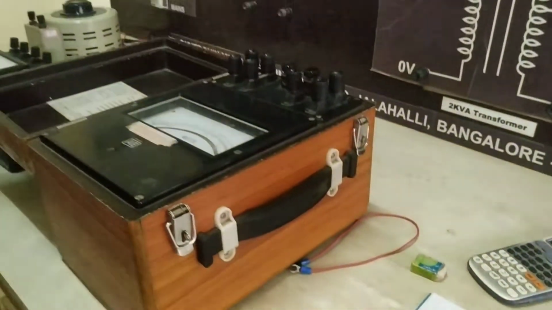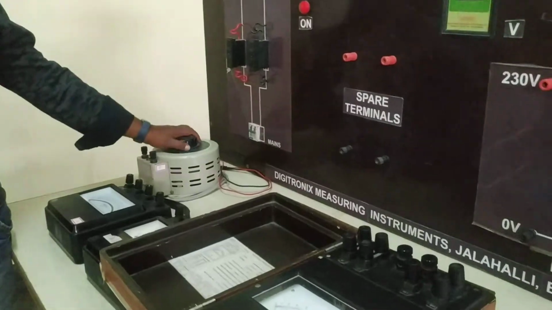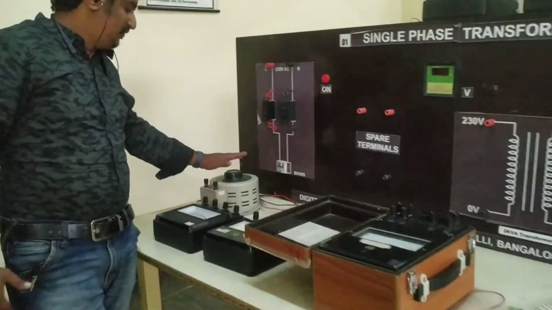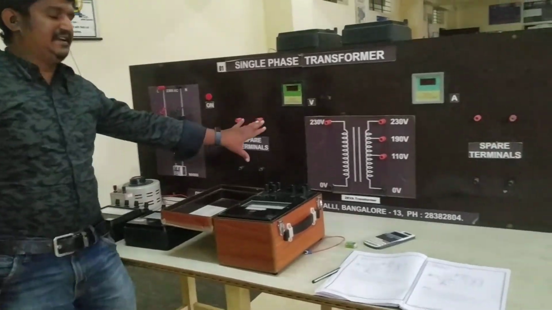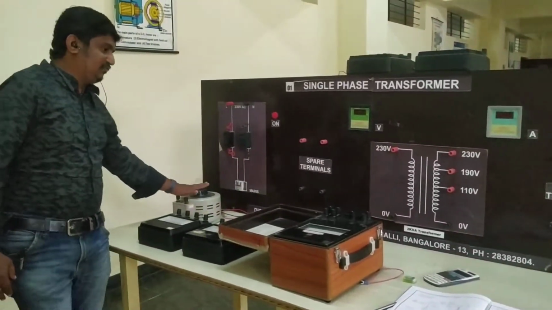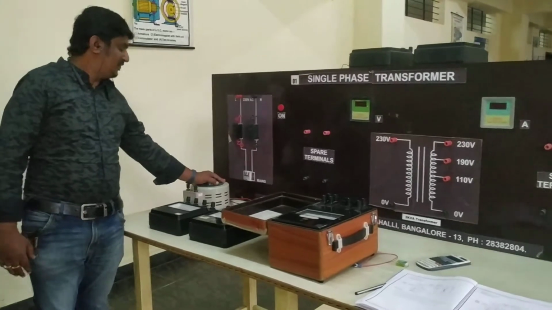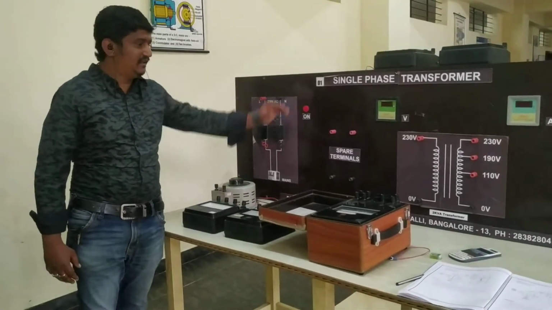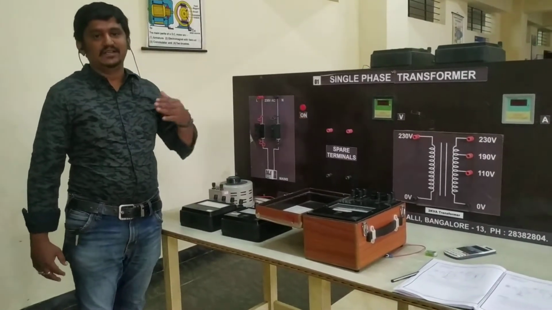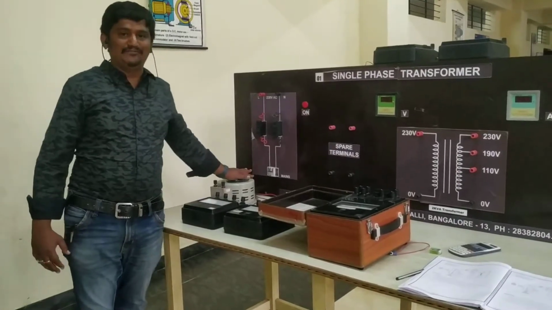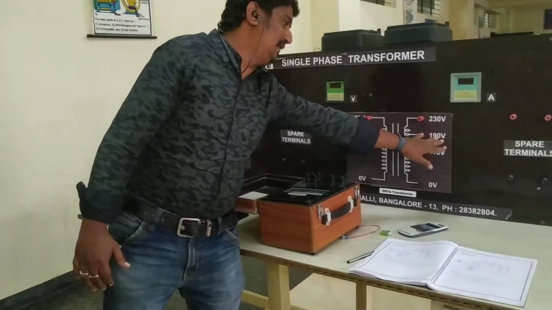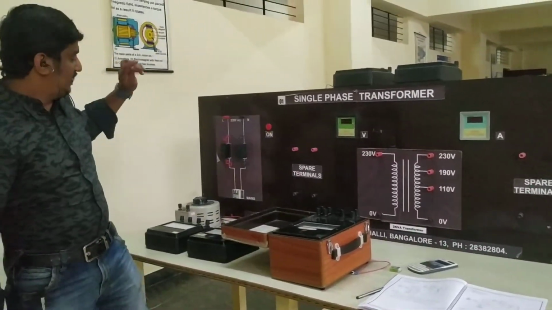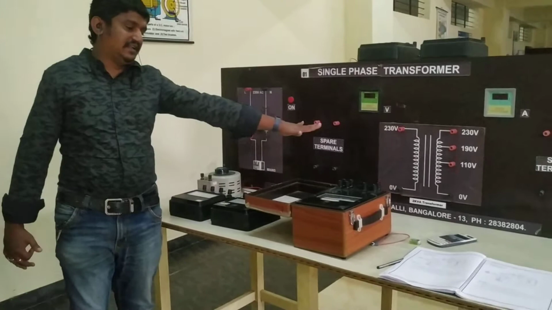Next, while coming to the experiment, this is the auto transformer, you can see here, and this is the ideal transformer. The difference between an auto transformer and a normal transformer is that in an auto transformer we can vary the voltage smoothly. There we have to use tappings to vary the voltage. The main difference is it has only one winding. Both primary and secondary are wound together. Here two separate windings will be there. That is the difference between an auto transformer and a normal transformer.